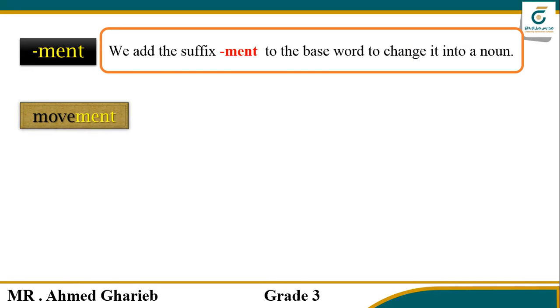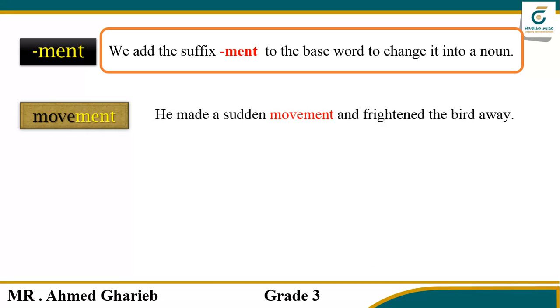Movement. So if you look at this word, you'll find it has two parts. The verb move, and when we add ment to the verb, it gives us the noun movement, changing our position from one place to another. Okay? For example, he made a sudden movement and frightened the bird away.